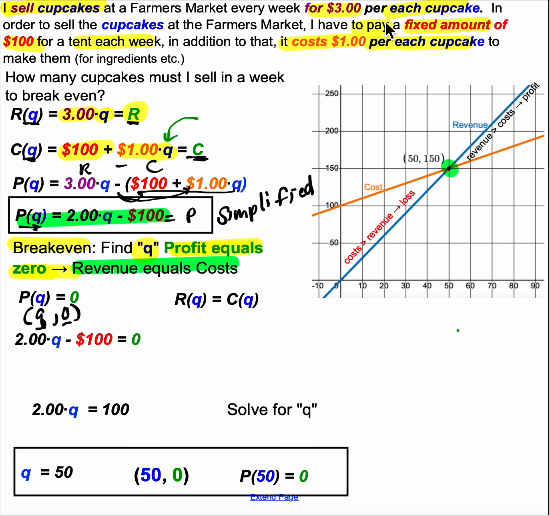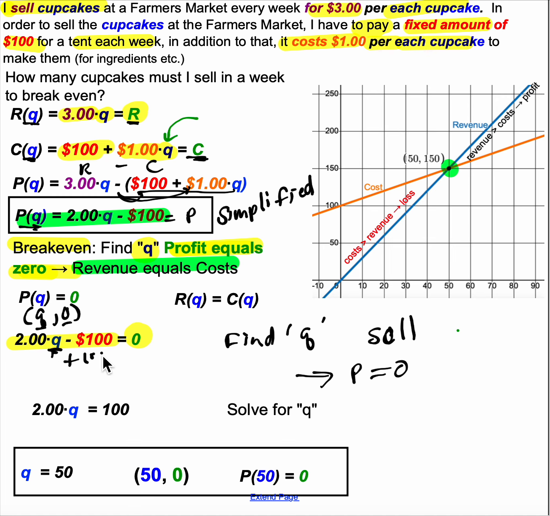So what I want to do here is set profit equal to zero. Here's my profit function, 2 times Q minus 100. And what I want to do is solve for Q. I want to find the quantity I need to sell that will result in a profit equal to zero. That's all I'm doing here. So I want to use algebra to solve for Q.